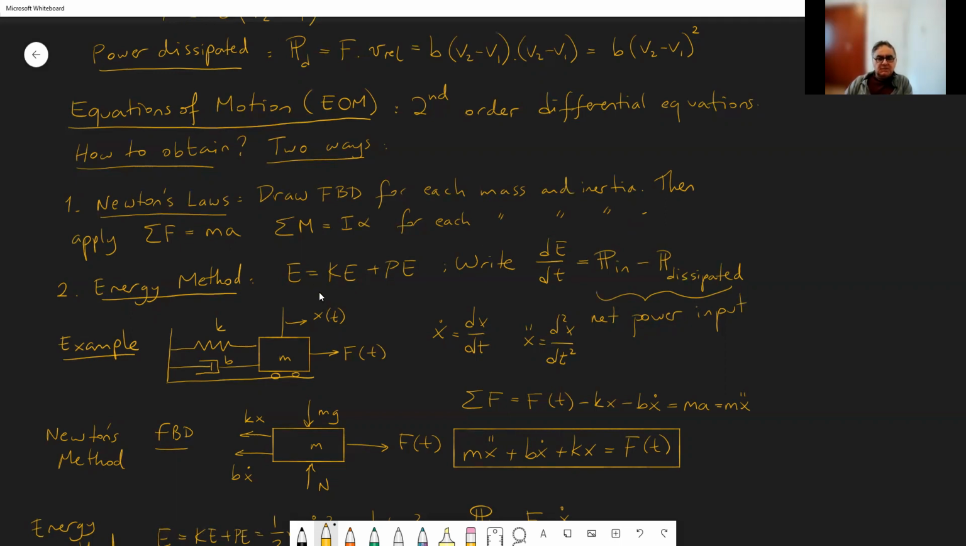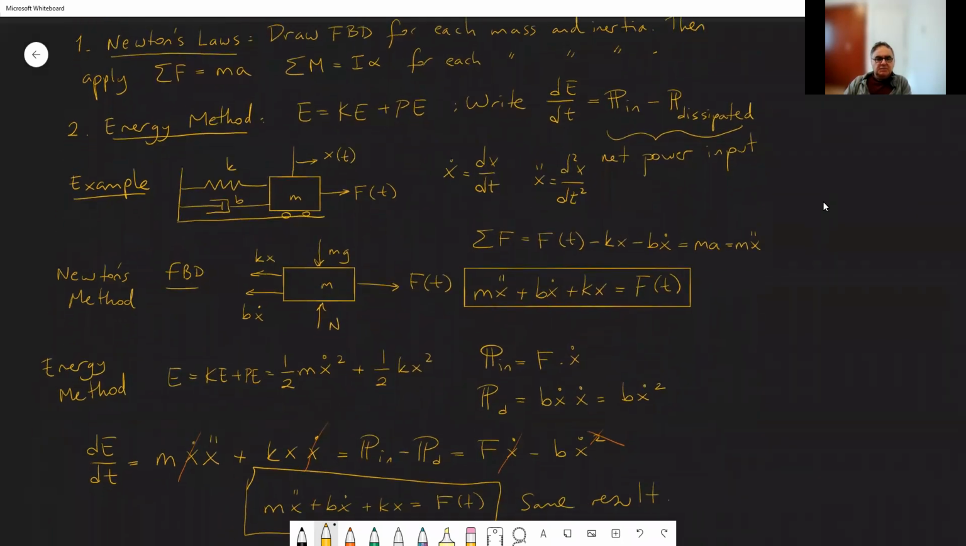another method, which is valid only for one degree of freedom systems, okay? If you have a single mass, as I will explain, you write the total energy, kinetic plus potential energy, and then you take the derivative of that energy. If there is a power input, the derivative of the energy should be equal to the net power input, which is the power input minus the power dissipated. So you can find the equation of motion like that.